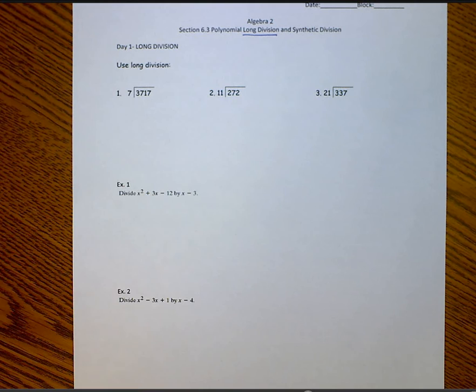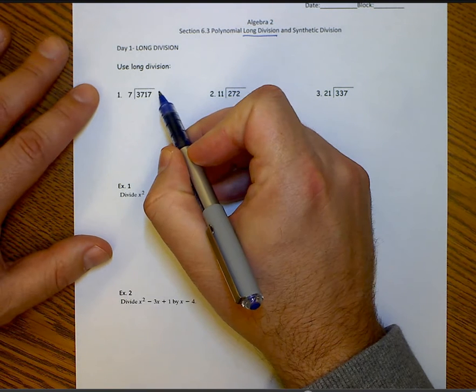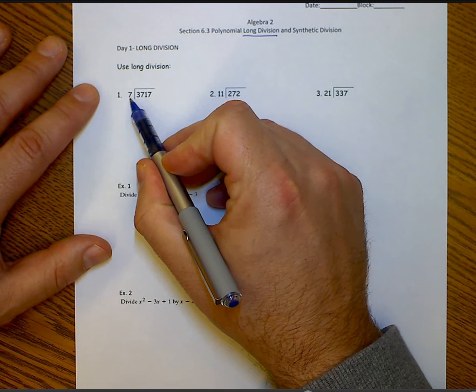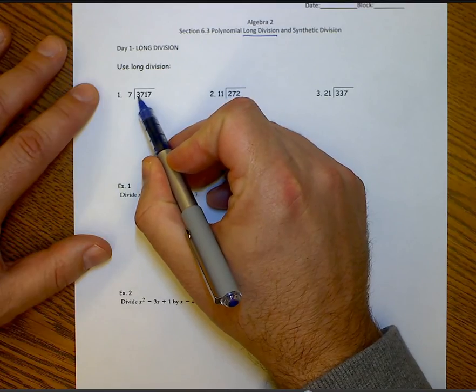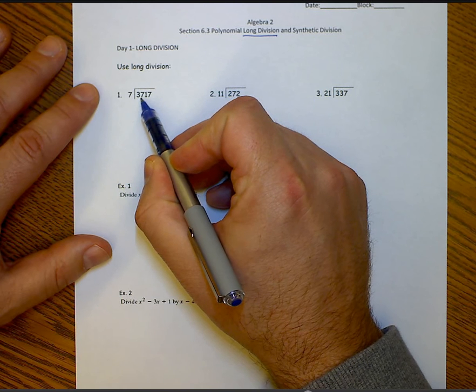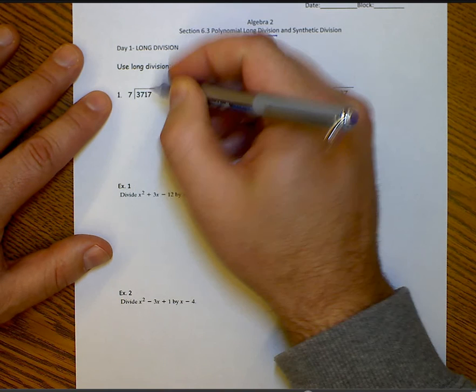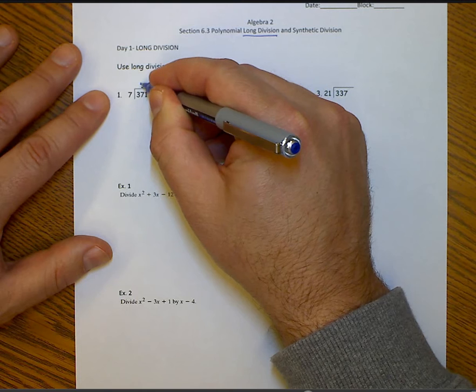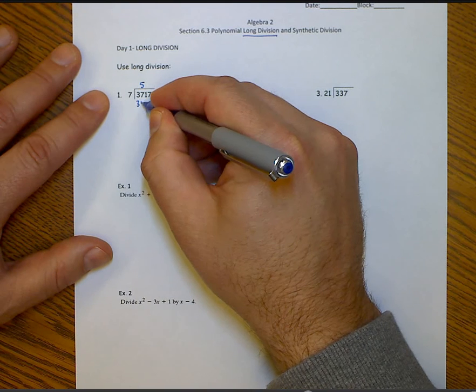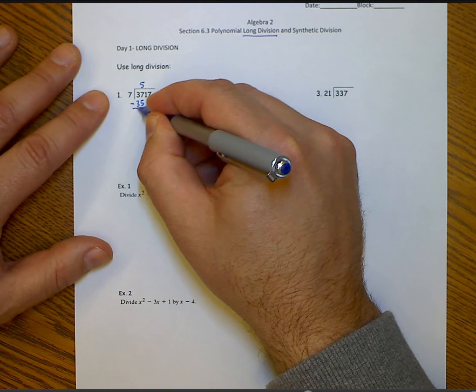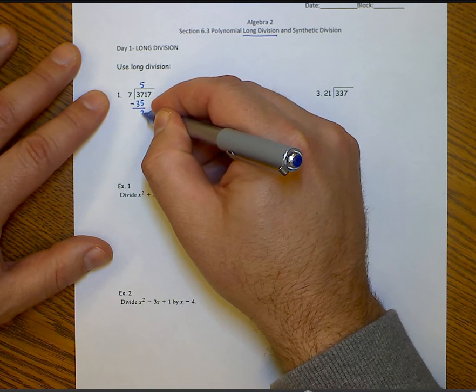All right, so back to doing long division. If you remember, when you did long division you looked at each number and said, okay, 7 won't go into 3, so I have to expand it to 37, which 7 will go into. So I put a 5 right above the 37. 7 times 5 gives me 35. Then we always put a minus out there to get a remainder of 2.